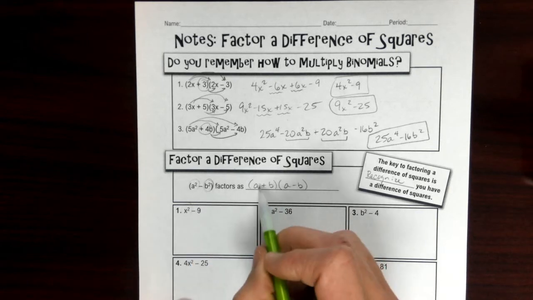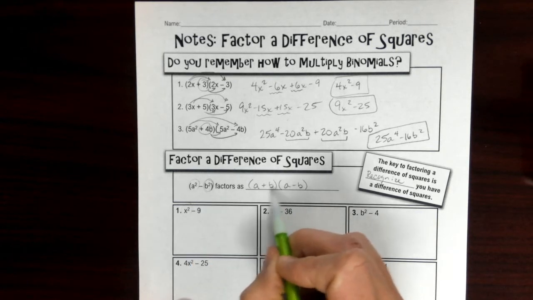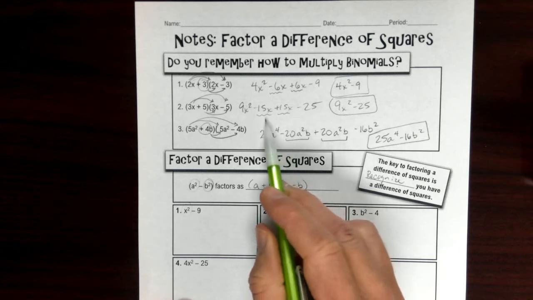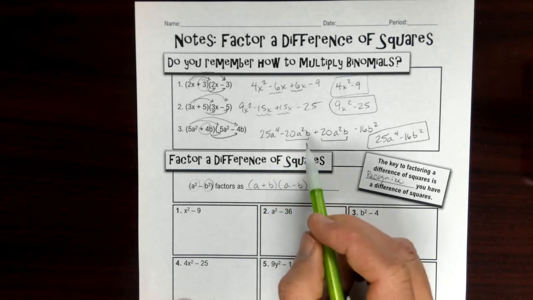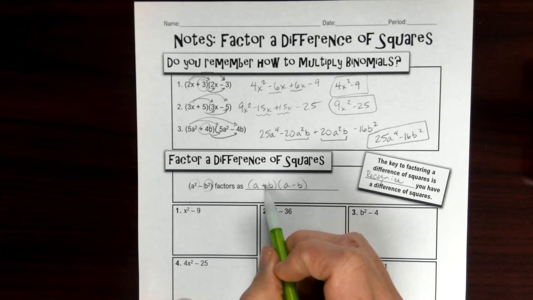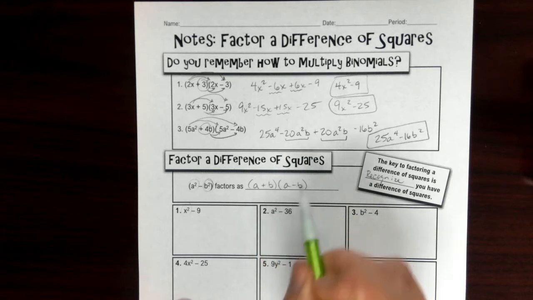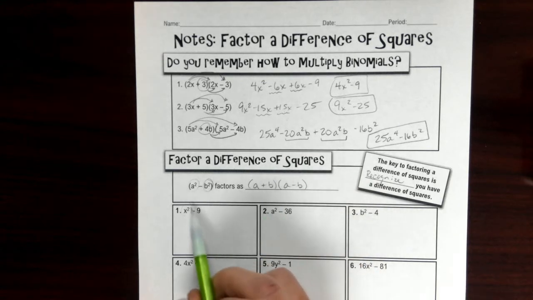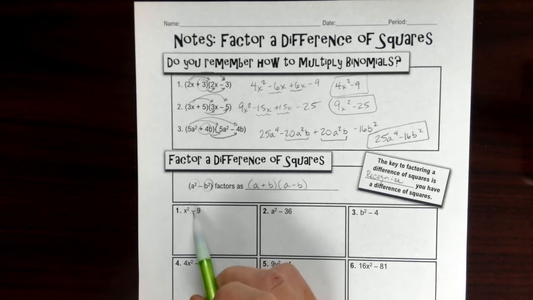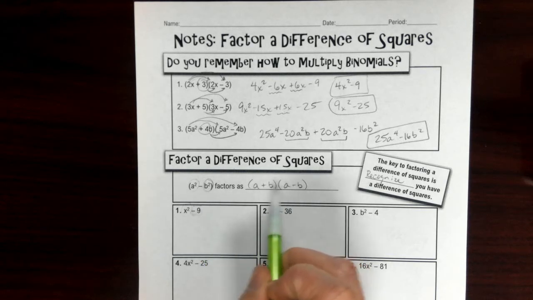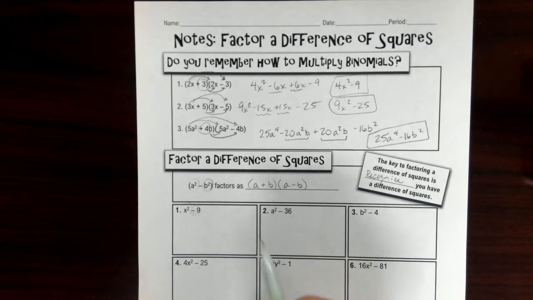Now notice my signs. My signs are going to be different. One's going to be a positive, one's going to be a negative. Why? Because you have to have your middle terms cancel out. So my factors are always going to have different signs. With that being said, if it's a difference of squares, this has to be a minus sign right here. You cannot have a plus sign, because the only way to multiply to get a negative 9 is with different signs. So let's look at number 1.